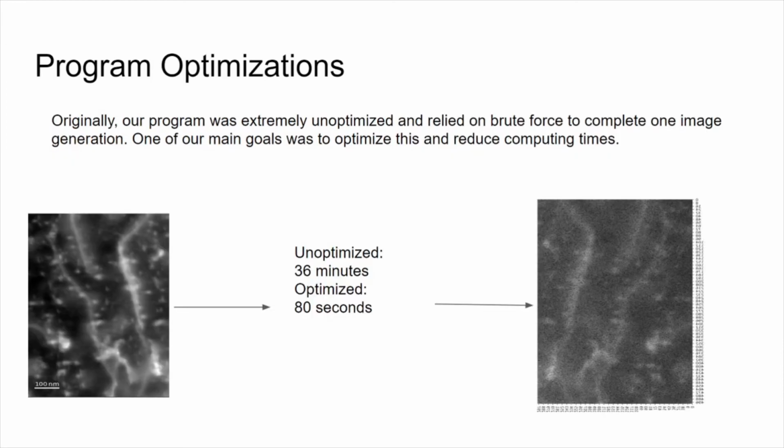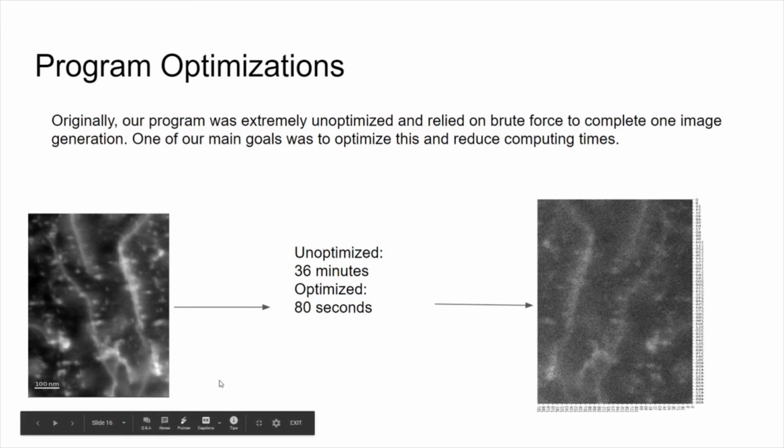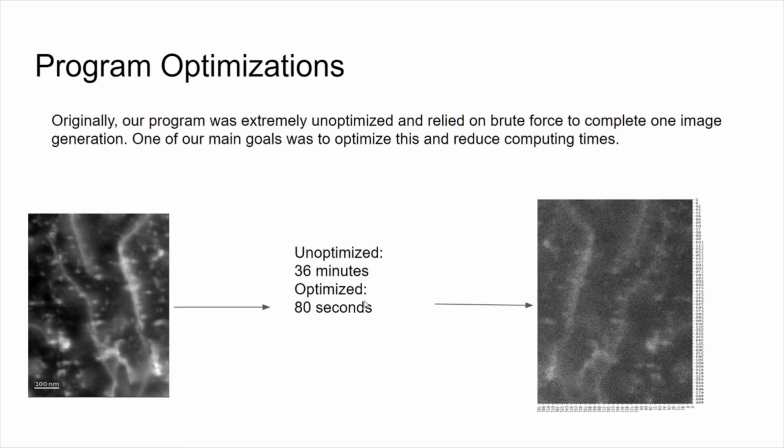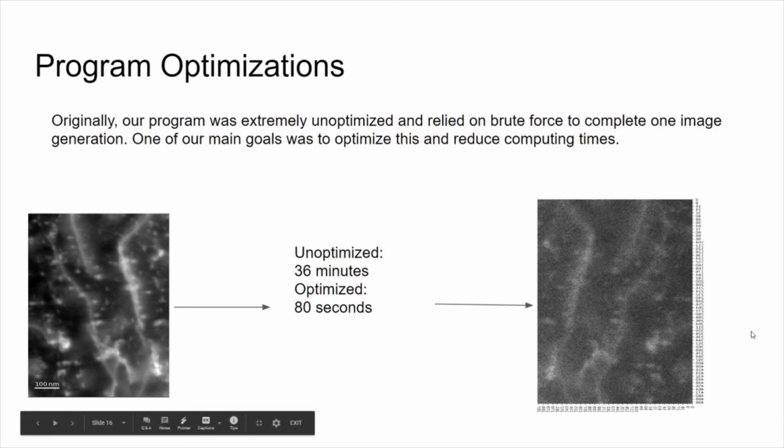Originally, our program was extremely unoptimized and relied on brute force to complete one image. Our main goal was to optimize and reduce the computing times. Our program took 36 minutes on the A&M supercomputer originally, but thanks to some optimizations using multiprocessing packages in Python, we were able to drastically decrease the amount of time needed to generate our program's results. As you can see, one virtual bright field image or dark field image took 36 minutes to generate, and with our new method for processing, it took only 80 seconds to generate this image, which is an amazing improvement.